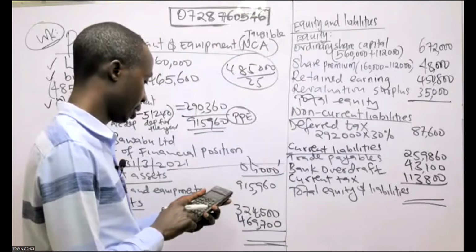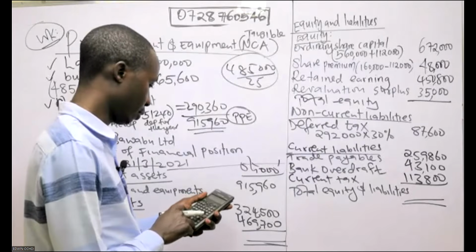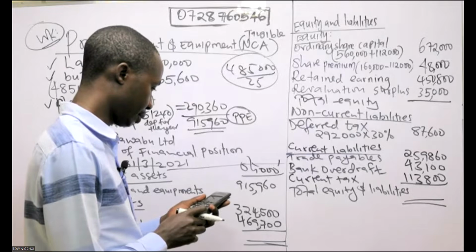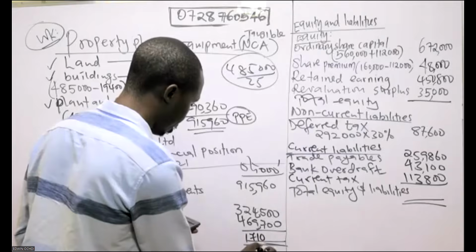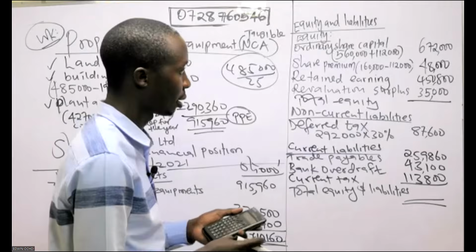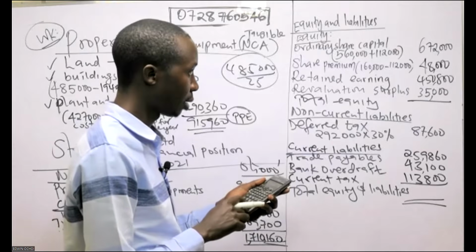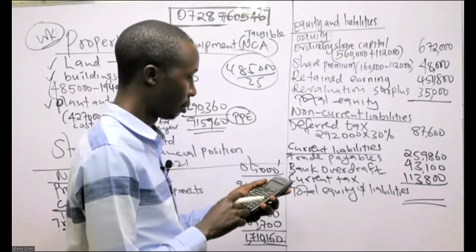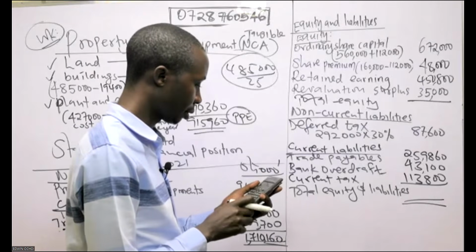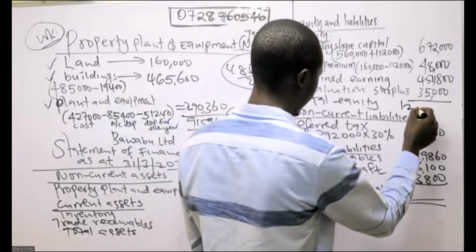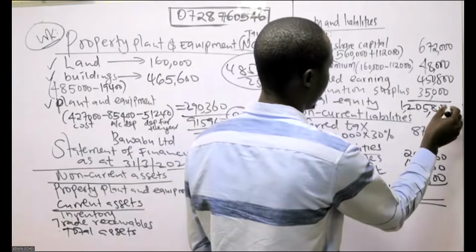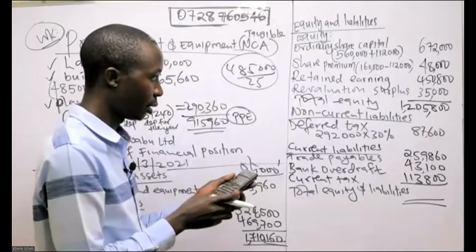So 915,960 plus 324,500 plus 469,700. So this is total assets of 1,710,160. Then 672,000 plus 48 plus 450,800 plus 35,000. So this is 1,205,800.